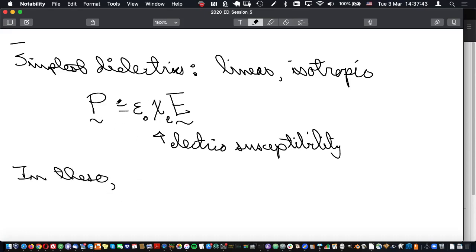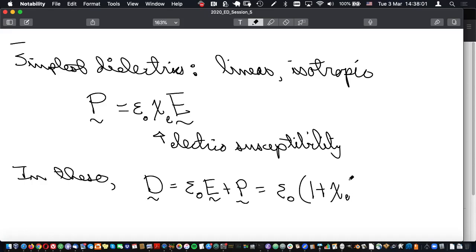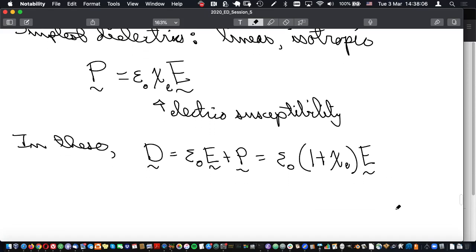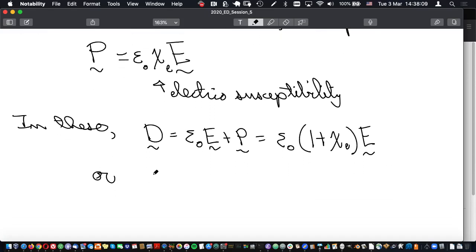So in these, because we say that the polarization is directly proportional to the field, we can simplify our equations a little bit, because the displacement, which is just epsilon 0 E plus P, becomes epsilon 0 times 1 plus the susceptibility times the field. And this we can rewrite as saying that the displacement is just epsilon times the field, where this epsilon is called the permittivity.